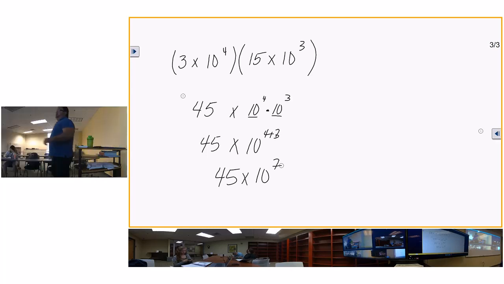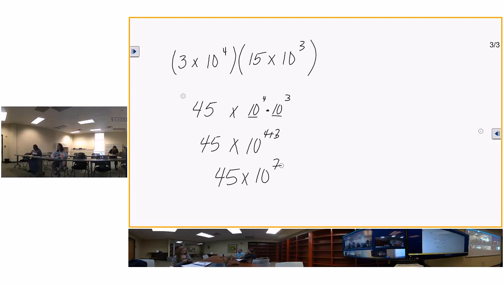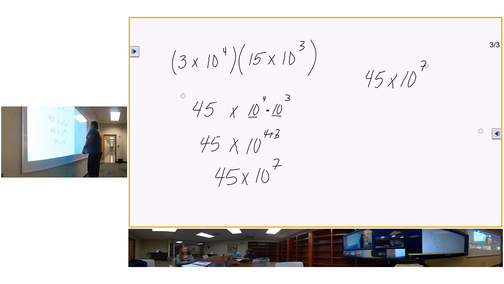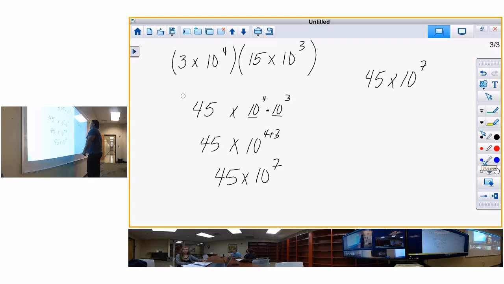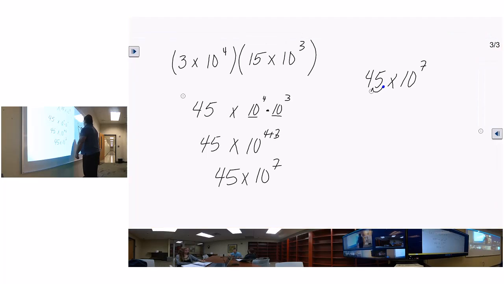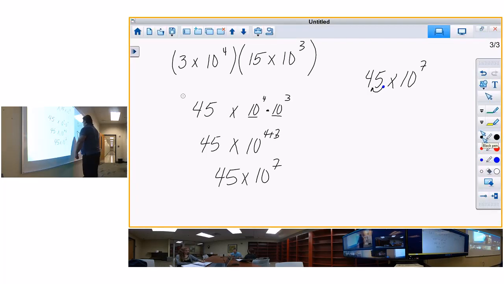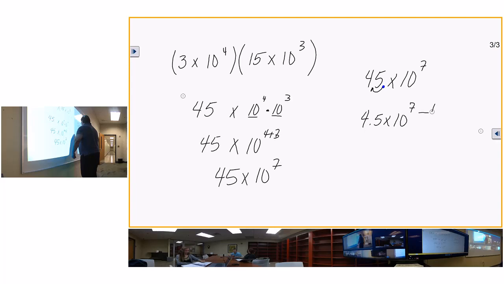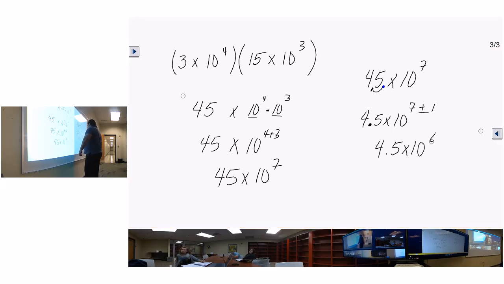Okay, so I'm going to go over here and I'm going to rewrite it as 45 times 10 to the 7th power. And then I'm going to take my, where is my decimal? Right there. And I'm going to move it one place. And then I'm going to say 4.5 times 10 to the 7 blank 1. Which way did I move this decimal right here in my head to get it back the way it was? To the right. Sorry. Okay, so the people that had to the 6th power, go ahead and erase it because you're wrong. It's to the 8th power.